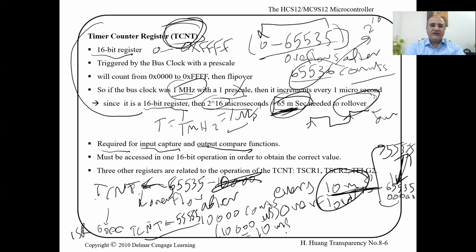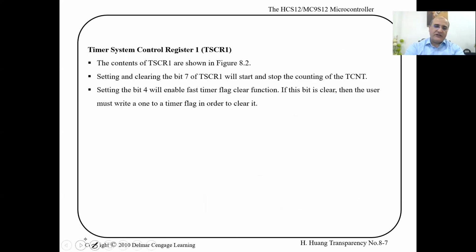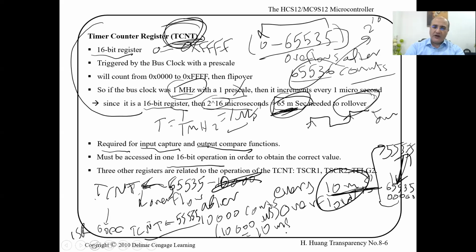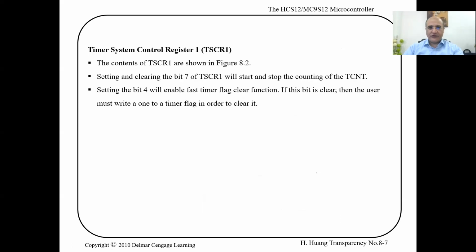But when you read the TCNT value register, you have to read the 16-bit register at once. You cannot, if you're doing assembly, read the lower 8 bits from a memory location, load it to A, then load the other 8 bits to B. You have to load D at once, because the counter will be running in the background and you would get an incorrect value. The registers related to it are 2 control registers and 1 flag register, and we'll look at them.